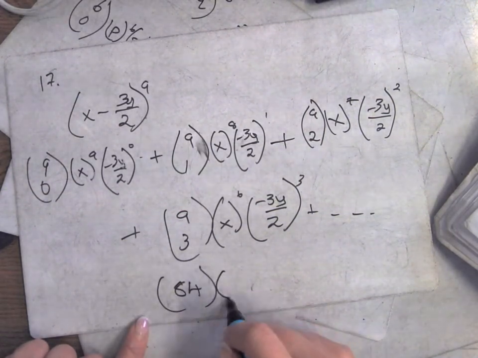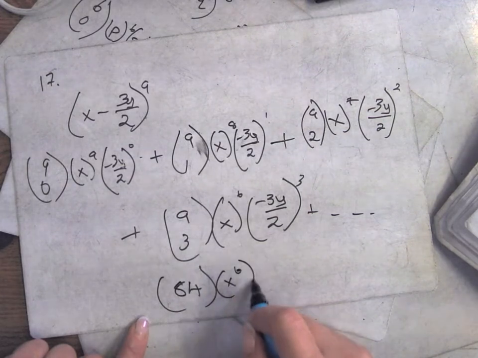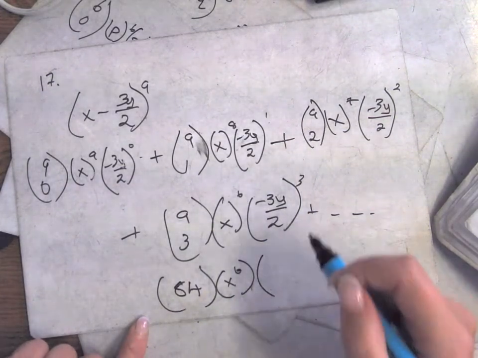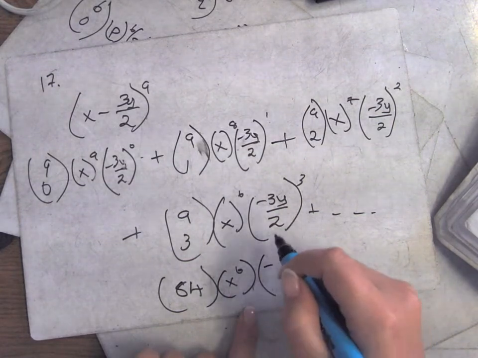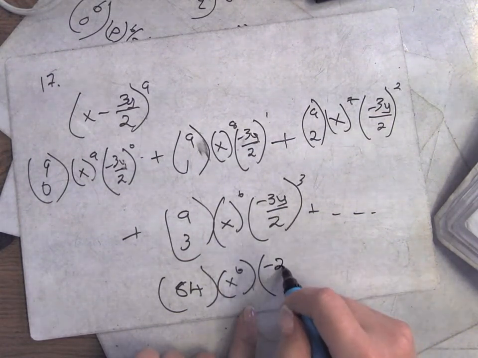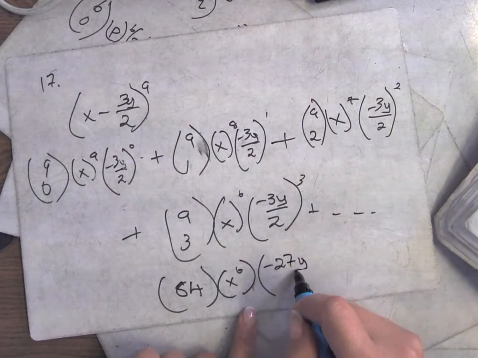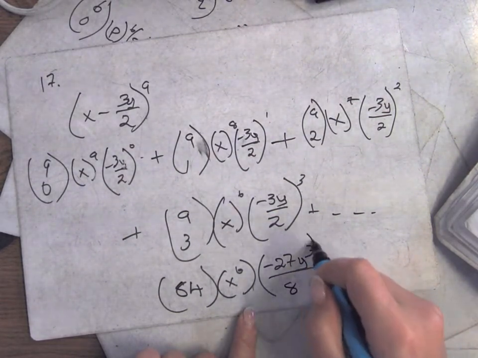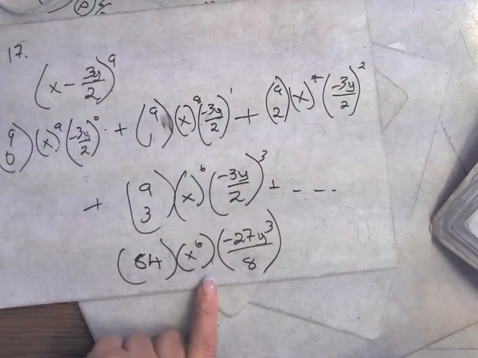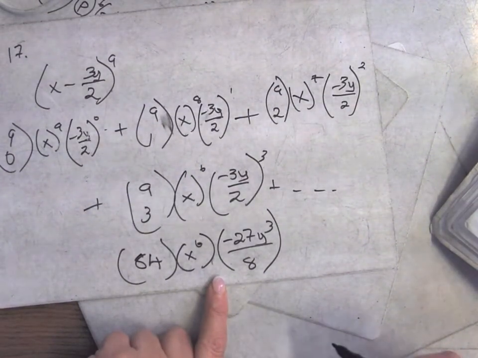Right, x to the power of 6. Now to cube this, you have to cube above the line and below the line. So cubing above the line, it's minus anyway, 3 by 3 by 3 is 27y cubed. You have to cube below the line as well. 2 by 2 by 2 is 8. Is that okay? Right, then multiply and cancel.